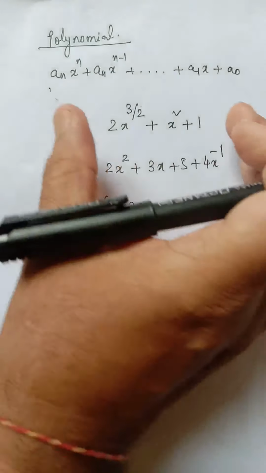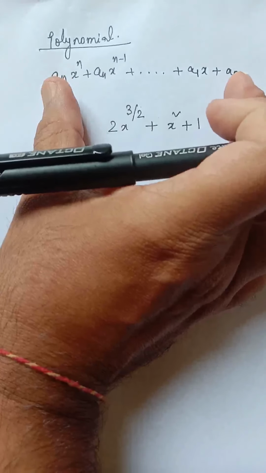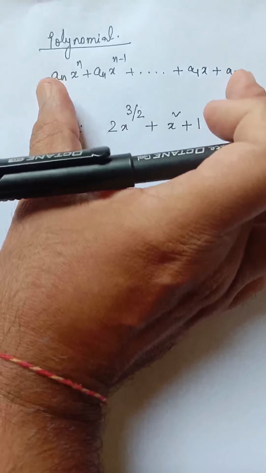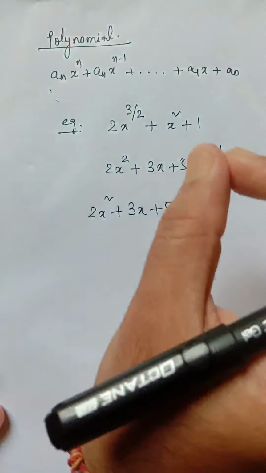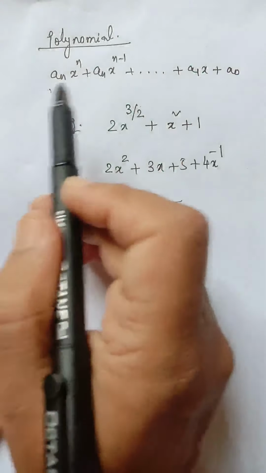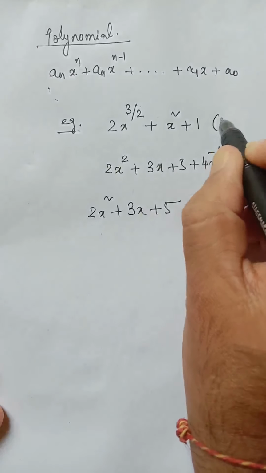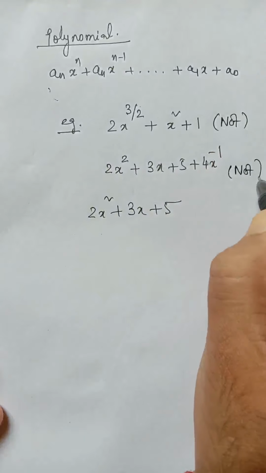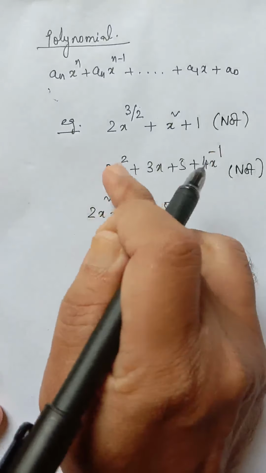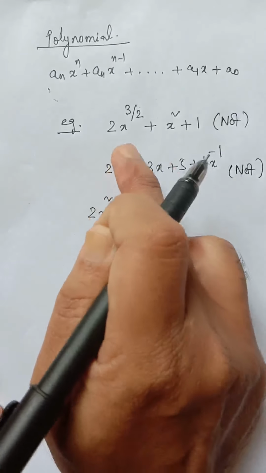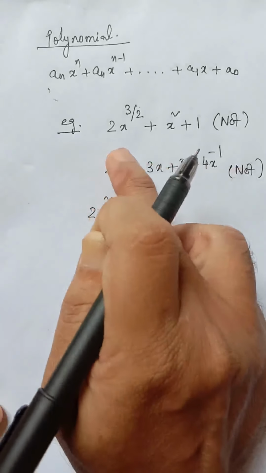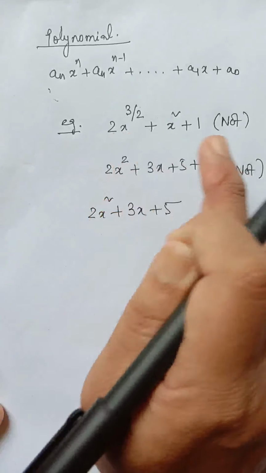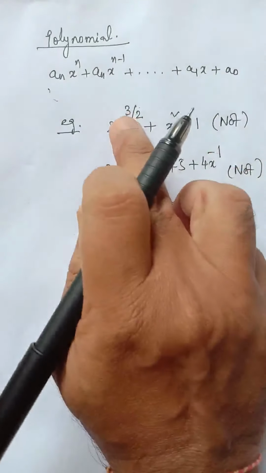And one more thing, the number of terms must be finite. It must end somewhere. This is a polynomial. This is not a polynomial. This is also not a polynomial. The power of variables in each term must be non-negative integers. It cannot be negative, it cannot be a fraction.